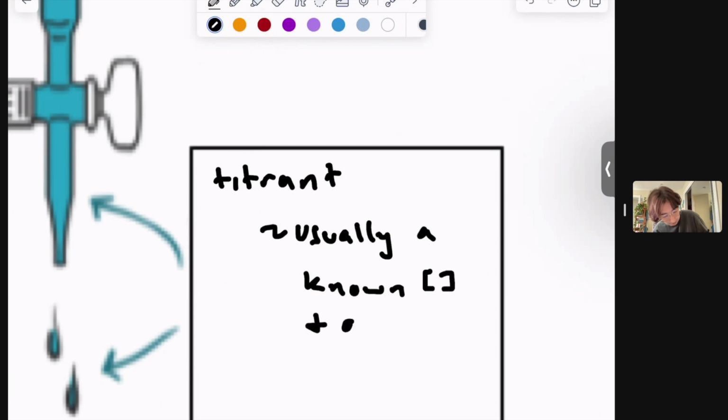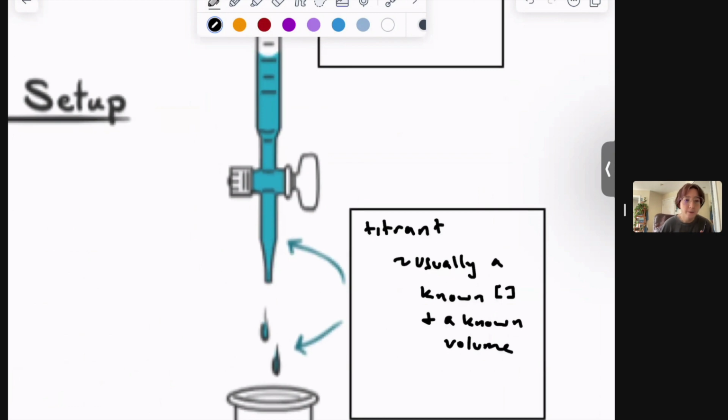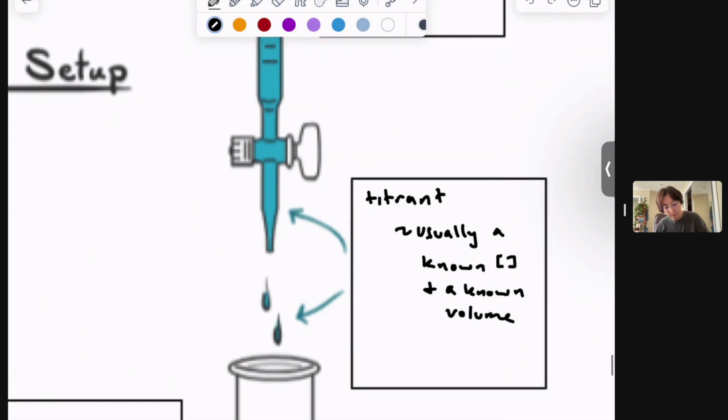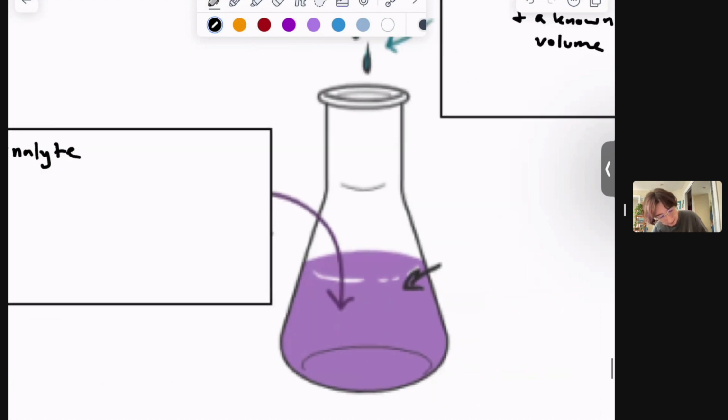And a known volume, because we have those marks on our burette, and we would specifically use something that we're very sure about the concentration of. Therefore, we can be very sure about how many moles of titrant we are adding at a given time. And so you turn this little knobby thing, and you drip, drip, drip your titrant very slowly into your analyte, which is sitting in an Erlenmeyer flask.